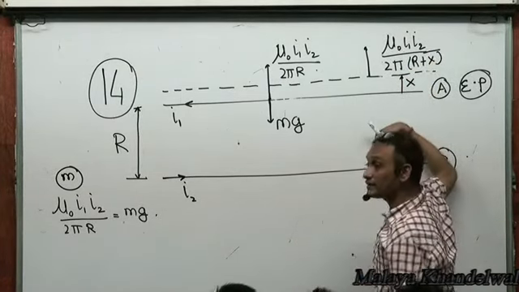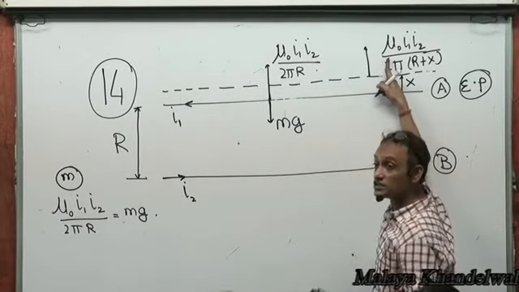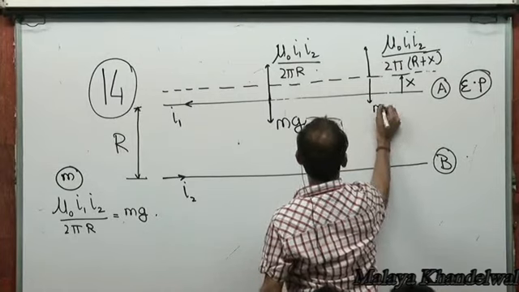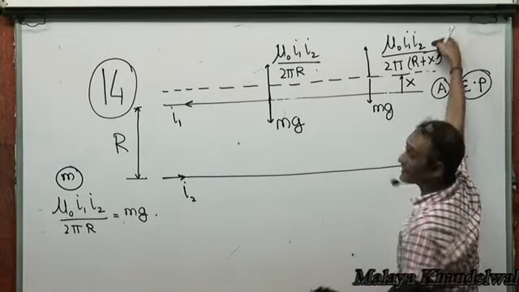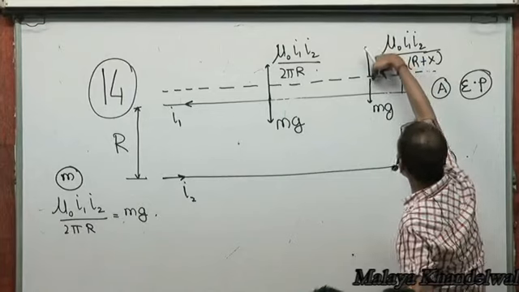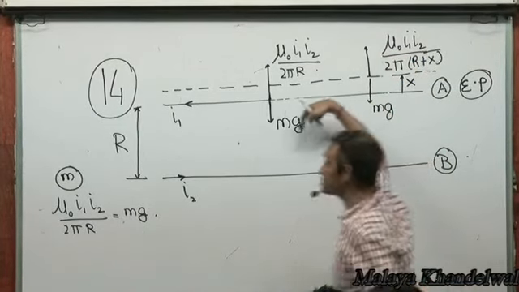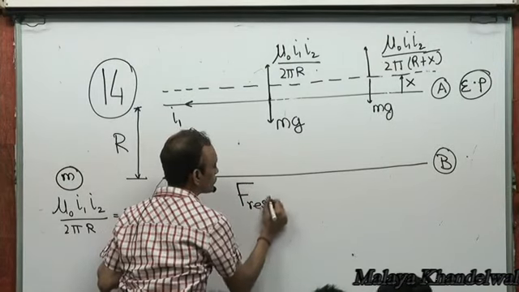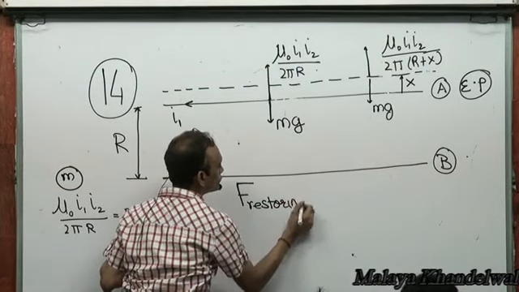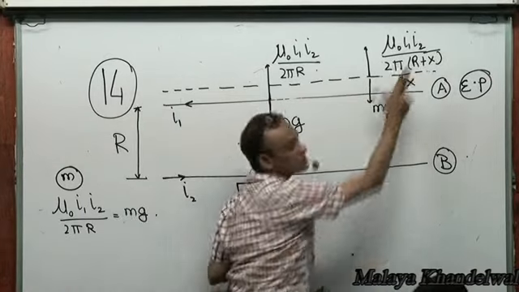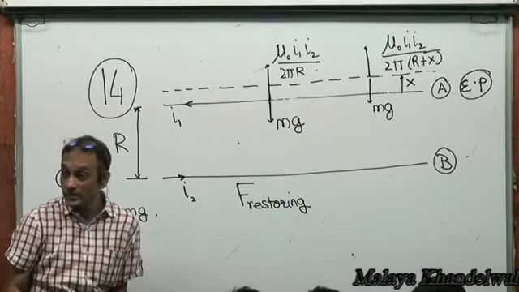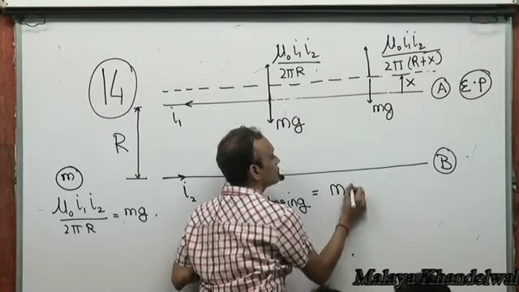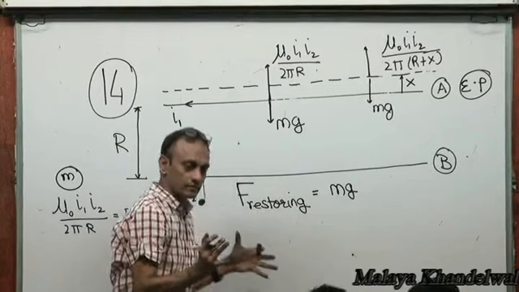But weight per unit length remains this, and this decreases, so weight then exceeds this. That means this force will exceed this force. That means there is going to be a restoring force towards the equilibrium position, right? So the restoring force is going to be mg minus this, the restoring force towards the equilibrium position. Yes or no? And all of this is force per unit length, right?